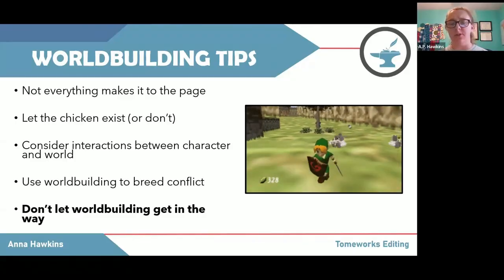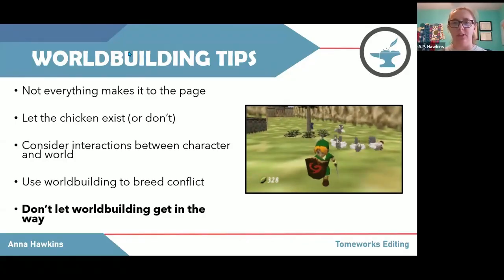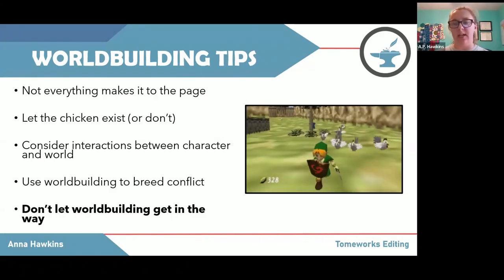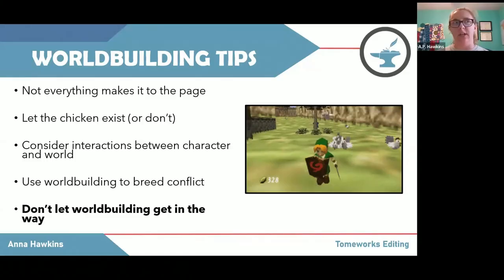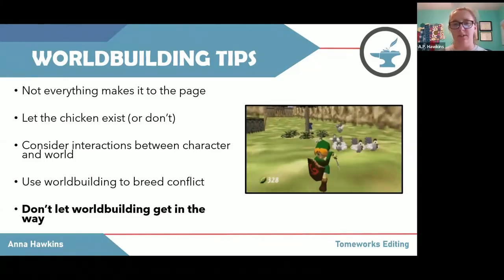Also, use world building to breed conflict. This is how you can get your world building to be really relevant to your plot, if you make it central to the plot. Some aspect of the world building is central to your main conflict, and it kind of drives the characters through the story. That can help you get more of it on the page without being too exposition-y.